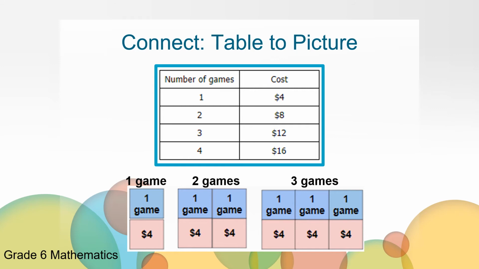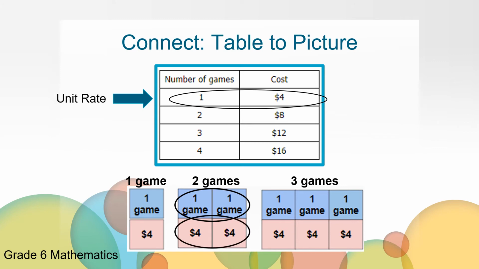You might notice that the unit rate, or the price for one game, is $4. The unit rate is 4 to 1 because each game costs $4. In the table, we can see that 2 games cost $8. Do you notice that in the picture?